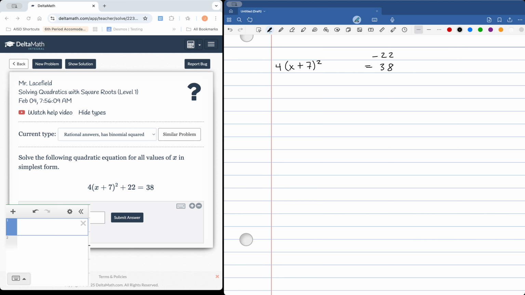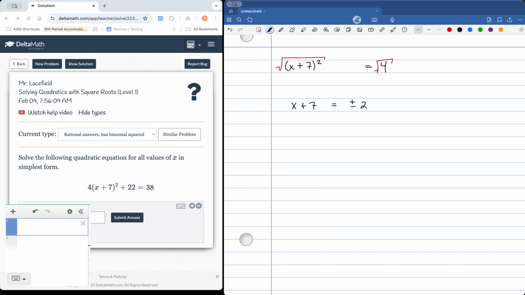Subtract 22 from 38. Okay, 38 minus 22, that's going to give us 16. And then I can take this 4 and I can take the 16, divide it by the 4, so it gets rid of this. And then 16 divided by 4, that's going to give us 4. Now I have my binomial being squared isolated, so what I can do to undo the square is just take the square root of both sides. So this is going to leave me with x plus 7 equals plus or minus 2.